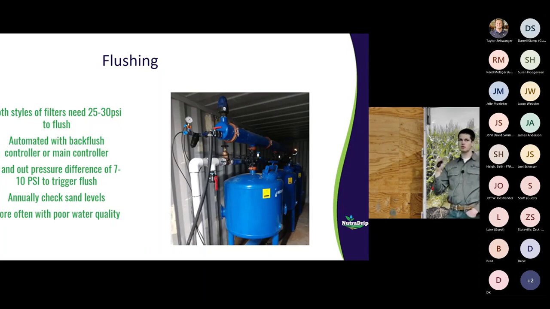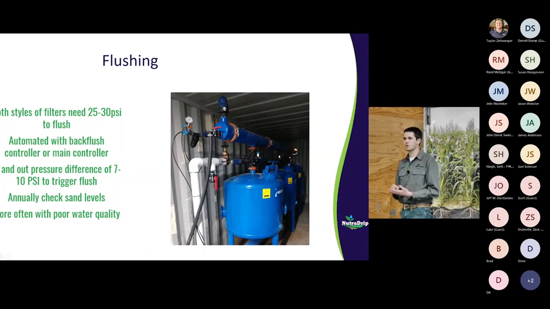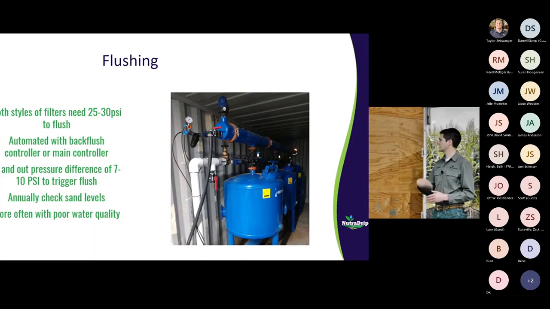If you have clean filters under normal operating, you should be around 2 psi difference just from the resistance going through the sand. When you start getting to between 7 and 10 psi difference, that's when the controller signals to backflush and clean itself out. And again, you need that 25 to 30 psi or more pressure to clean it out.